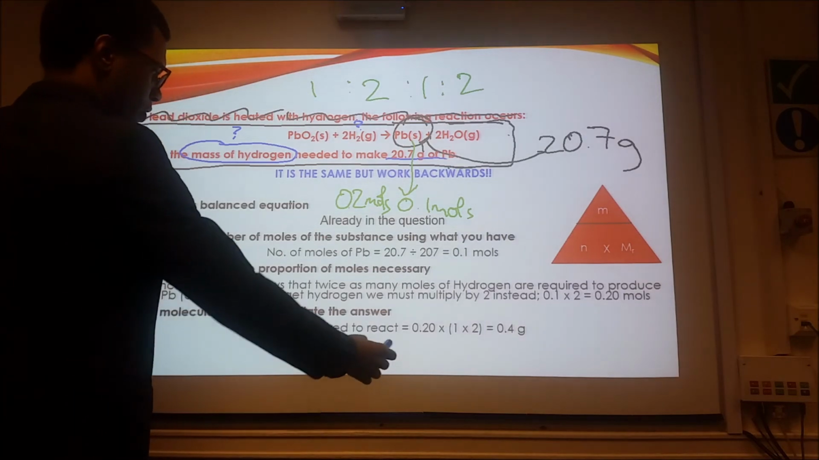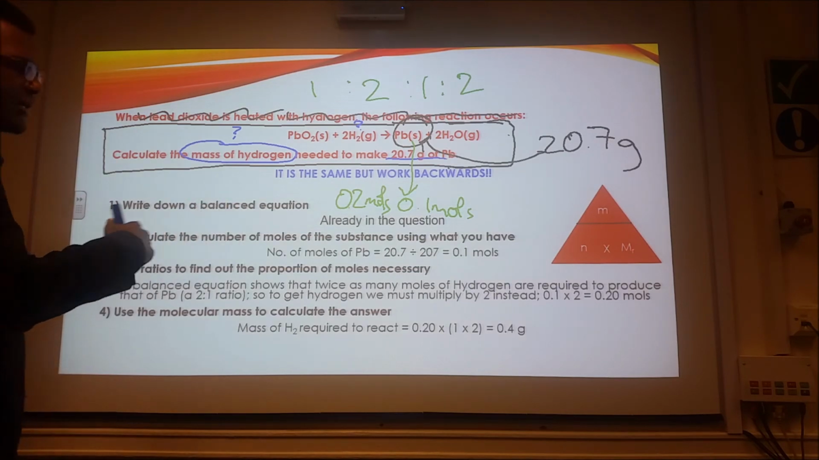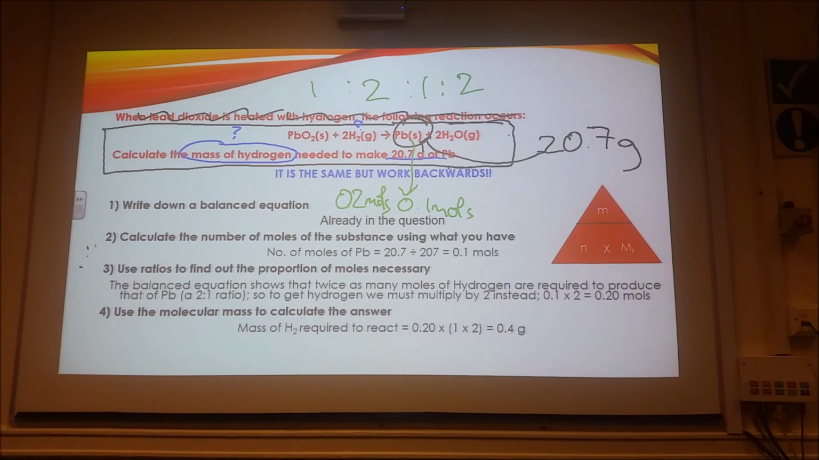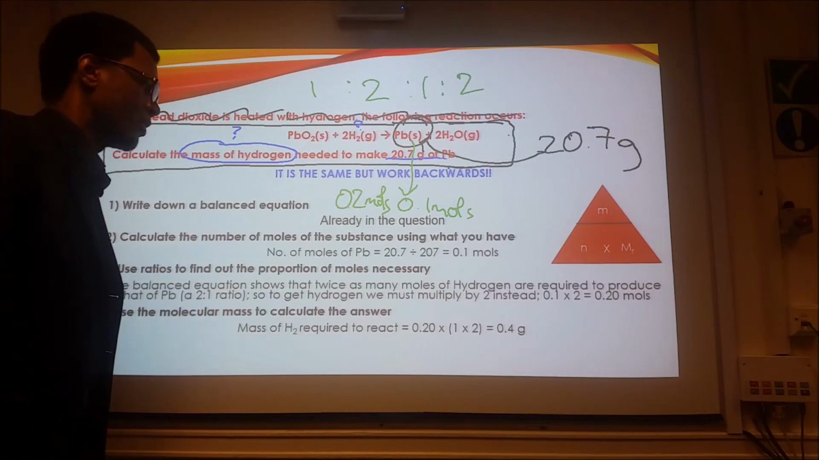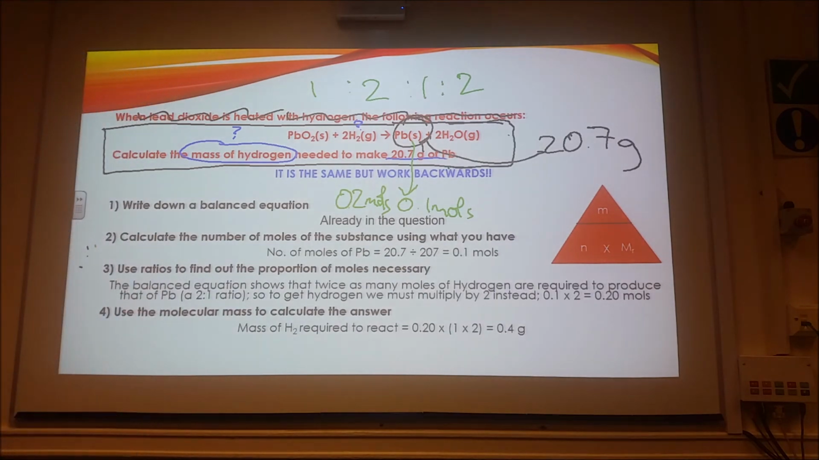So I do 0.2 moles and multiply it by the molecular mass of hydrogen, which is 1 plus 1, because there are two of them, and it will give me an answer of 0.4 grams.